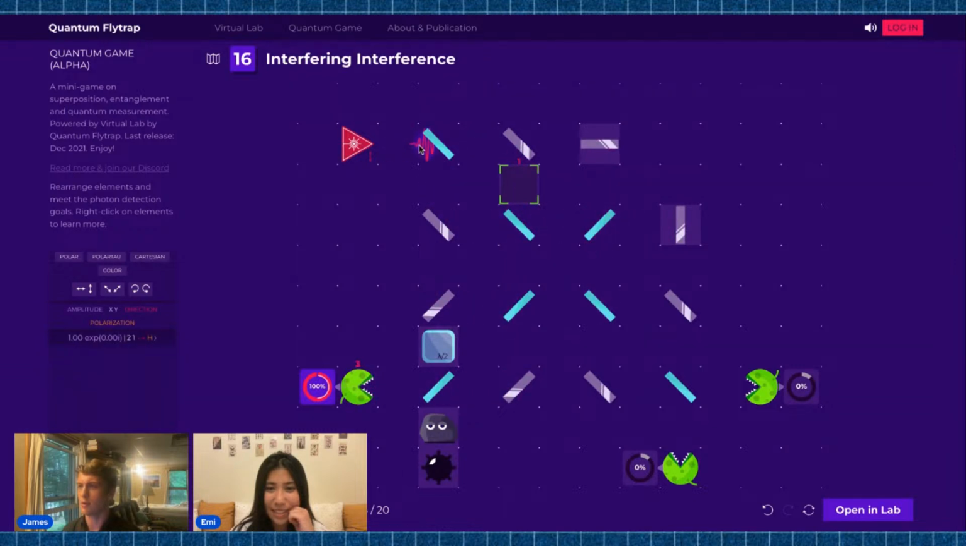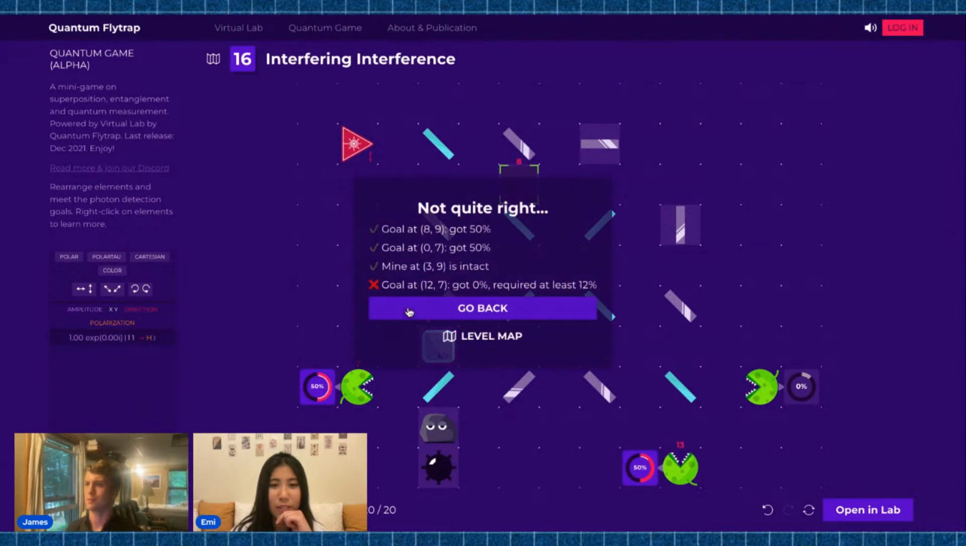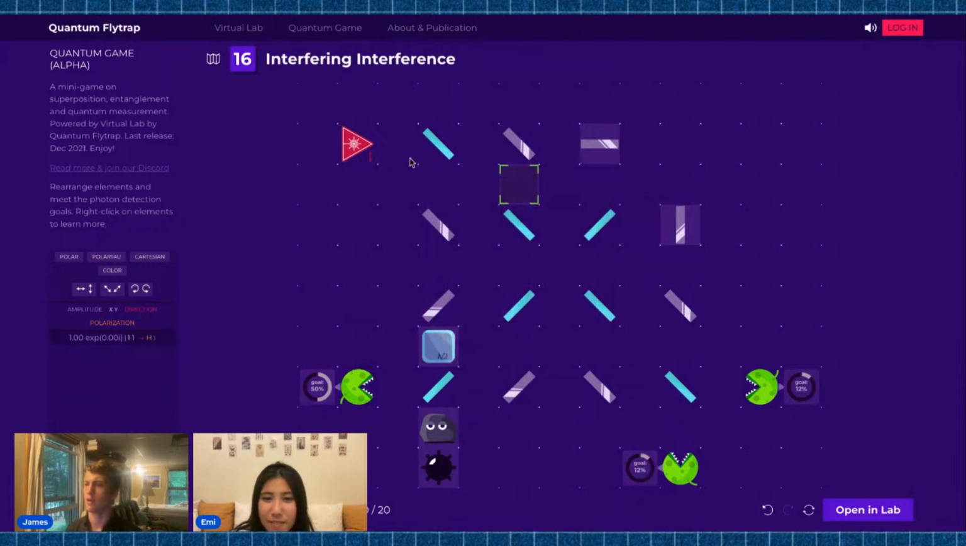Except, where are the rest of them going? The rest of them are going down. Oh, maybe it is working. Yeah. No, because we're not getting any photons to the very right. Oh, this is tricky. Why is it 60-40? Not quite right. Oh, you got 50-50. Yes. Interesting, though.